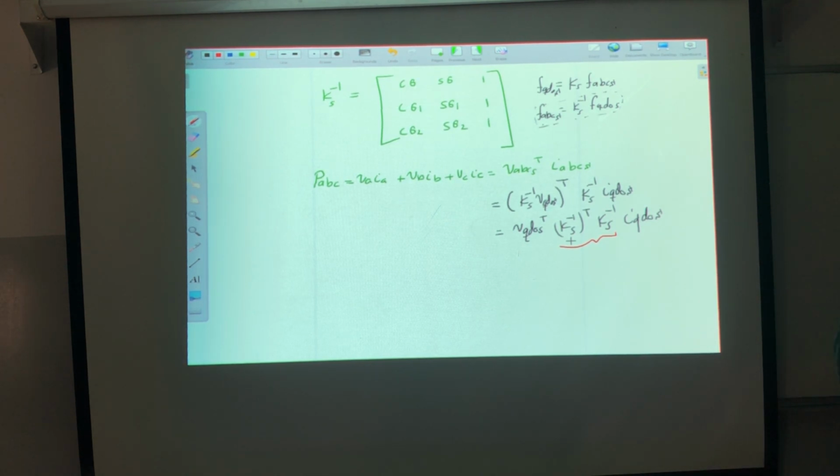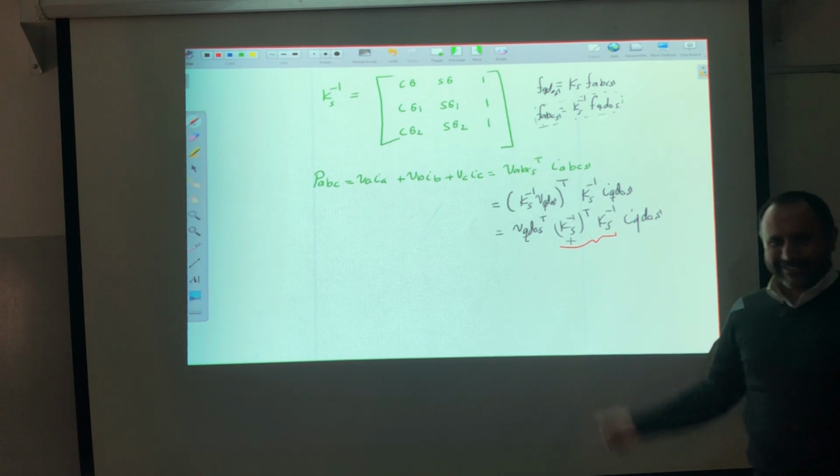So in the end of the day, the power in the ABC will equal the power in DQ, which means that VQ IQ plus VD ID will equal that. No, scaling the power, no. That's why I need to evaluate this one.